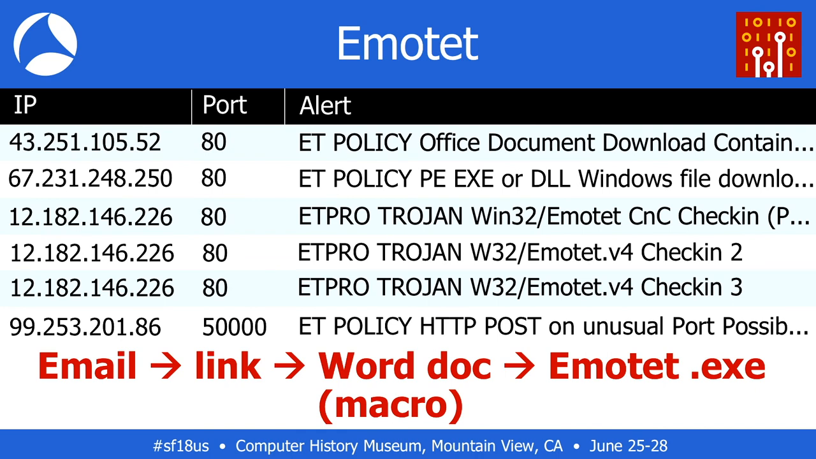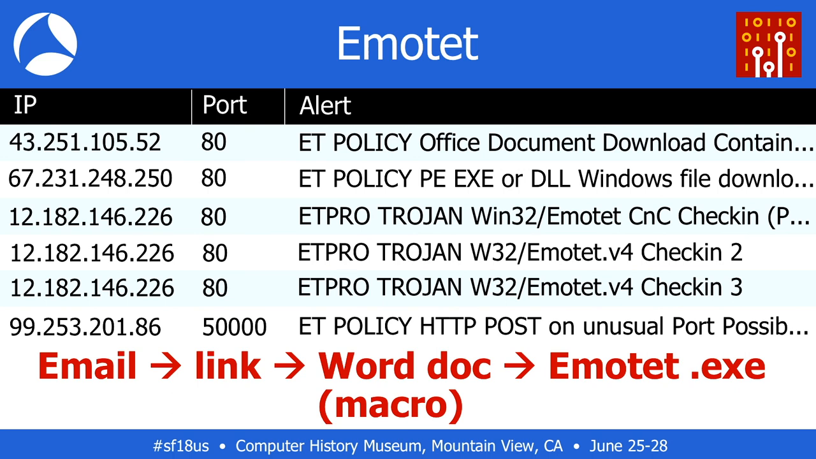The alerts that we have, we see a few of them that are post-infection check-in traffic by Emotet malware. The first alert is an Office document download. The second alert is a Windows executable file or DLL being downloaded. So it follows the general infection path that we see for Emotet malware infection.